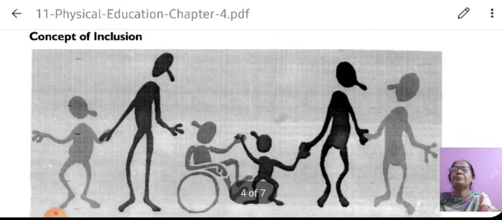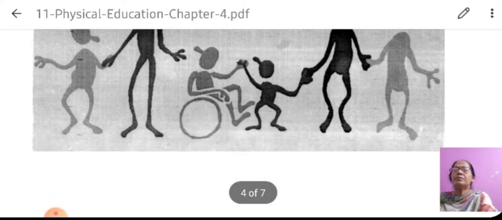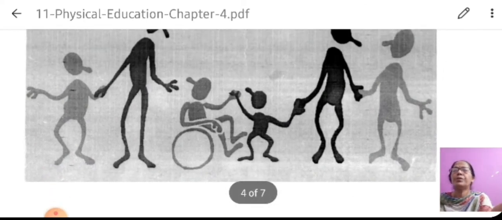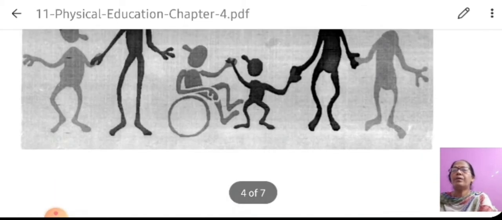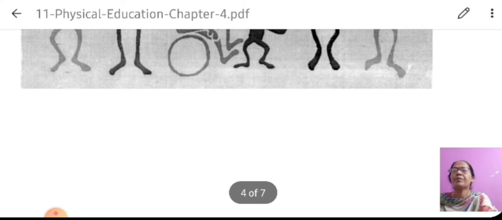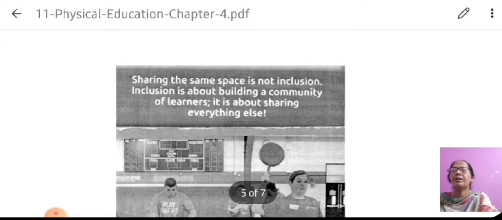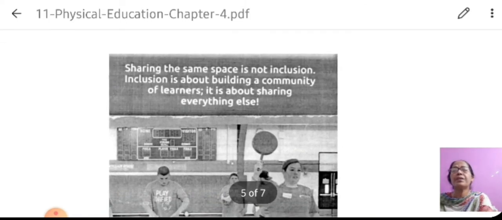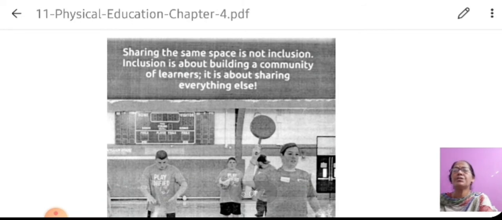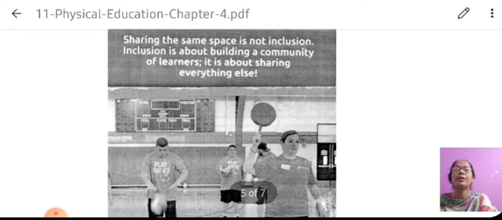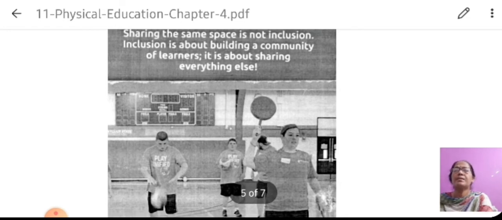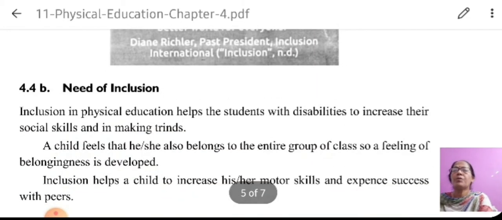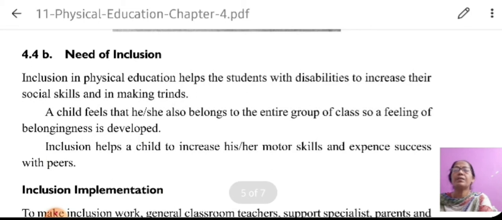And now, concept of inclusion. This is to give the right to be equal with the normal people, with the normal children. Here, sharing the same space is not inclusion. Inclusion is about building a community of learning. It is about sharing everything else. Now, need of inclusion. Why the need of inclusion?